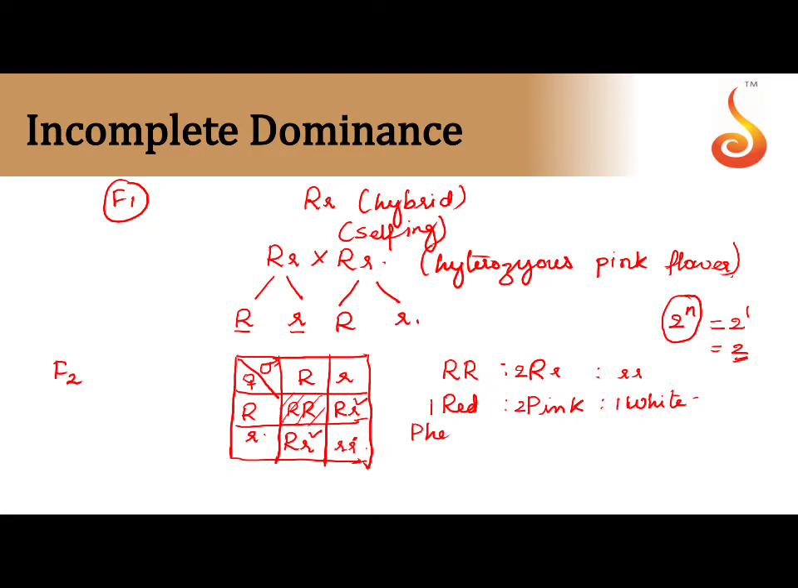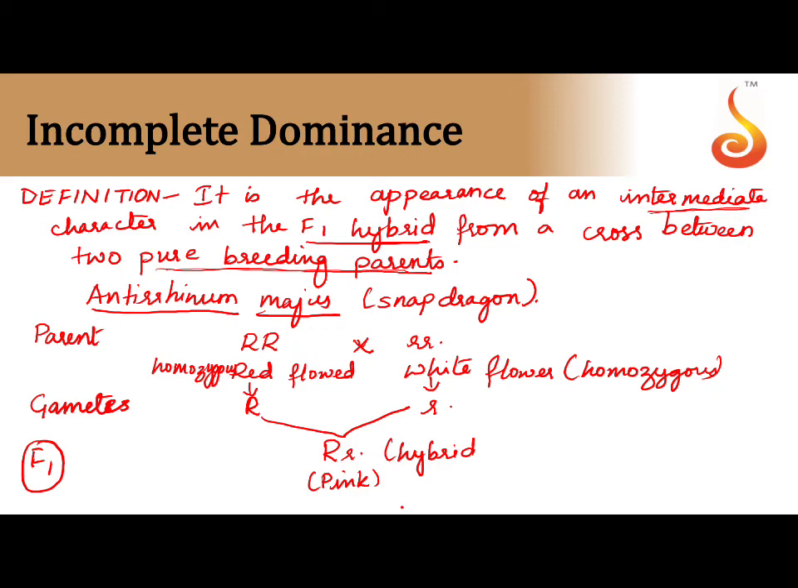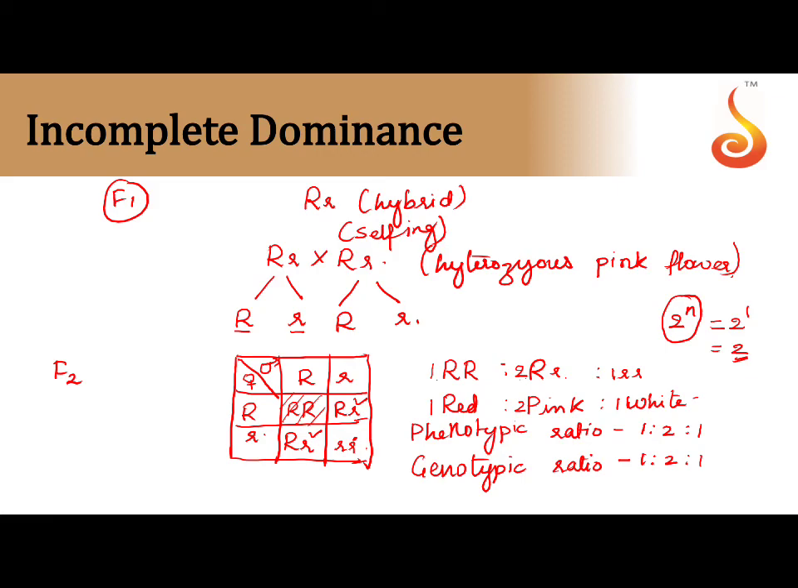So, what is the phenotypic ratio? The phenotypic ratio is 1:2:1. And what is the genotypic ratio? You see one capital R capital R, two capital R small r, and one small r small r. So, the genotypic ratio is again 1:2:1. If you look at the marks distribution, 1 mark for definition, 1 mark for the parental generation, 1 mark for formation of the F2 generation, 1 mark for phenotype and 1 mark for genotype. Totally it is 5 marks.